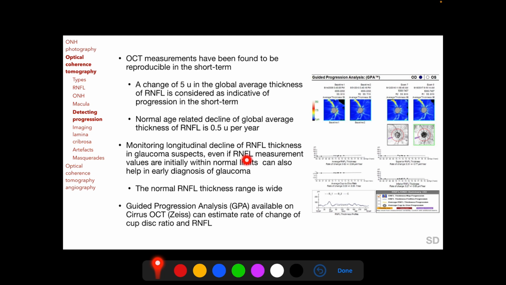Even if RNFL measurement values are initially within normal limits, monitoring longitudinal decline of the RNFL thickness in glaucoma suspects can also help in early diagnosis of glaucoma. Guided progression analysis available on Cirrus OCT, as shown here in this photograph, can estimate the rate of change of cup disc ratio, as shown here in this graph, and rate of change of RNFL thickness, average RNFL thickness, superior RNFL thickness, and inferior RNFL thickness in these three graphs.